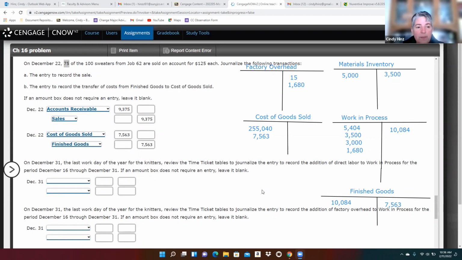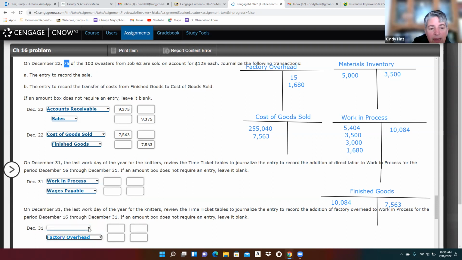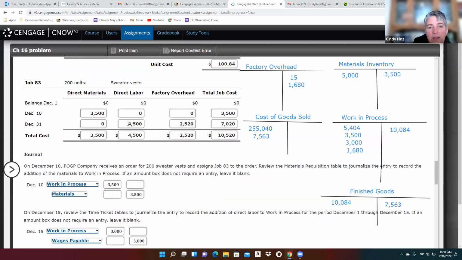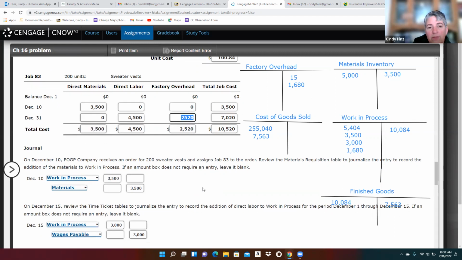The next entries are really a mirror of what we already did for job 62. We're now doing for job 83 at the end of the month. We're recording the direct labor, adding the direct labor to work in process, and then we're recording the factory overhead. Again, allocating that out of factory overhead and into work in process. So I need to go back up to the cost cards for job 83 to see the direct labor was 4,500 and the factory overhead was 2,520.